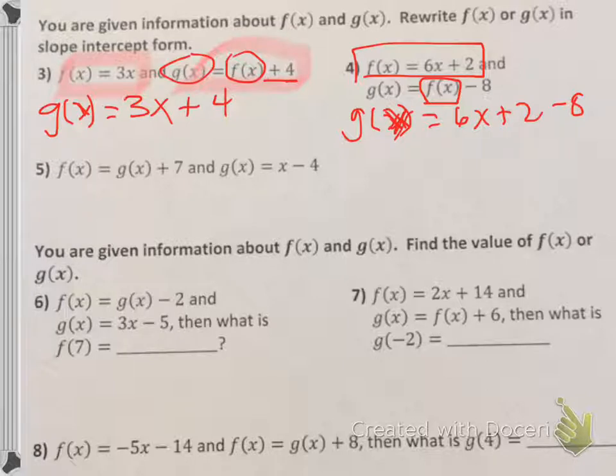I was trying to make that x look better. So my g of x is going to be 6x, and then those combine together to be a -6. So that's my new g of x function in slope-intercept form.